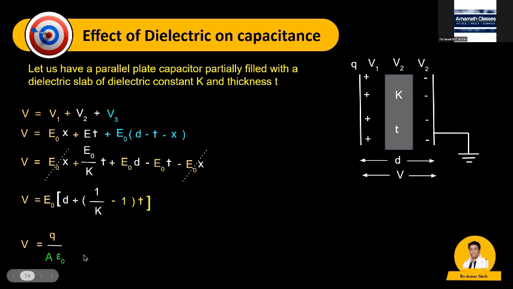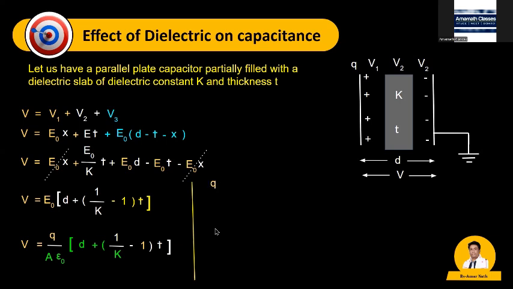Because Q by A is sigma bracket D plus bracket 1 by K minus 1 into T, double bracket, okay? That Q by V ratio is the capacitance, na? Because charge held divided by potential difference created. That ratio is called capacitance.